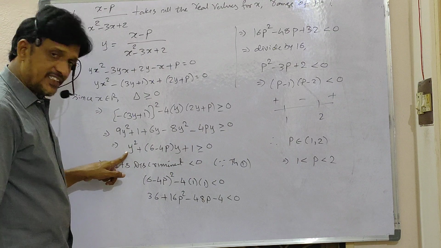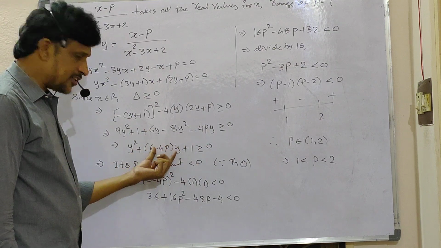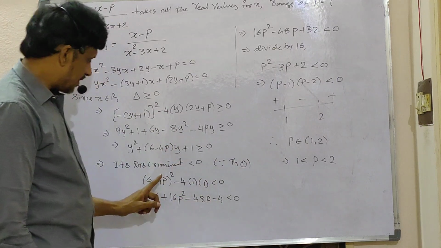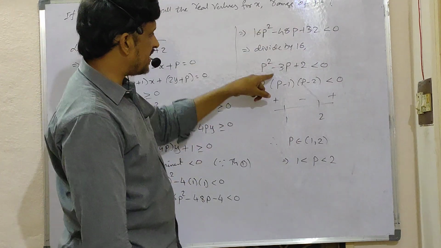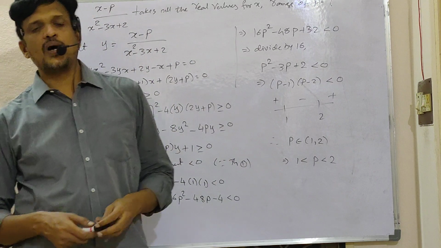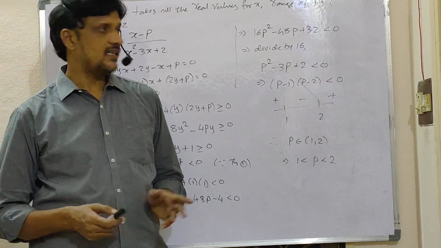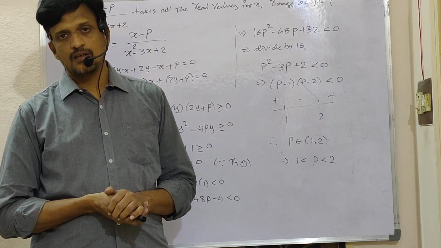Here the quotient of y square is positive and the expression is also positive. It is possible only when its discriminant is less than 0 by theorem 1. So delta, the discriminant, less than 0 gives the required relation in p, gives the required range of p, which lies in between 1 and 2, the open interval (1, 2). Okay then. So that is about the range of the expression.